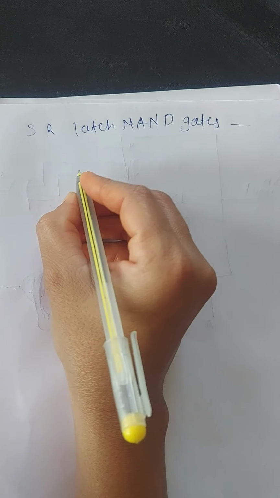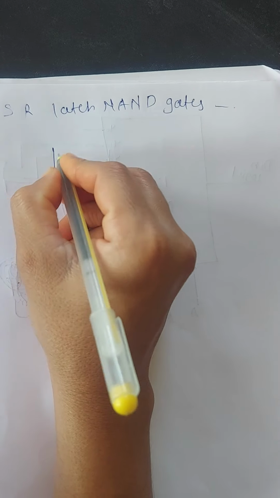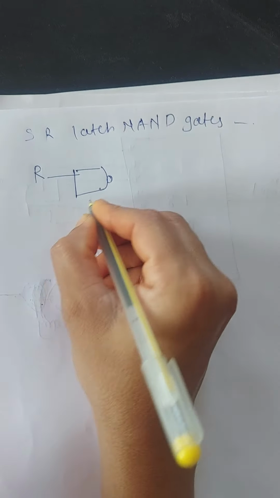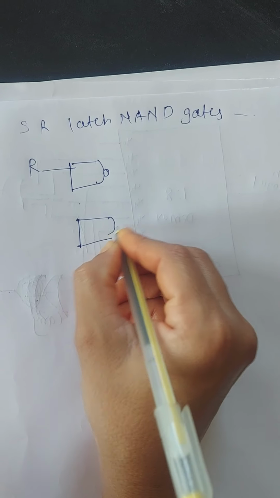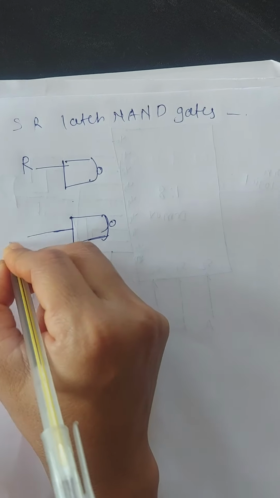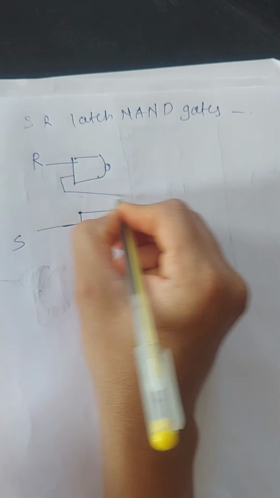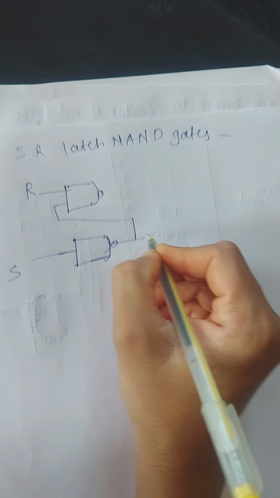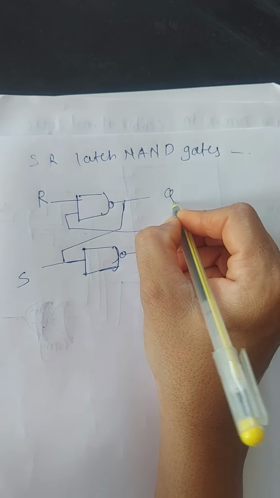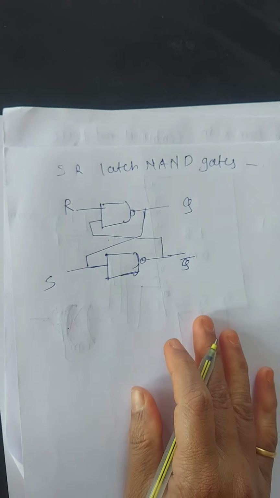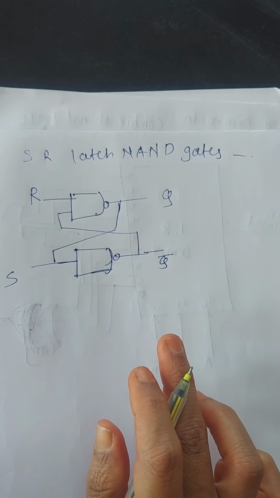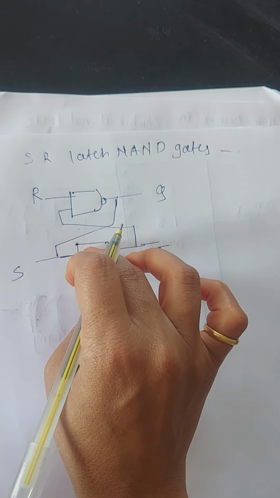This is an SR latch. In this SR latch there are NAND gates. One NAND gate has the R input, and the other NAND gate has the S input. This is the cross coupling, and the outputs are Q and Q bar. This is an SR latch using NAND gates. The SR latch can also be built using NOR gates, only the gates change.